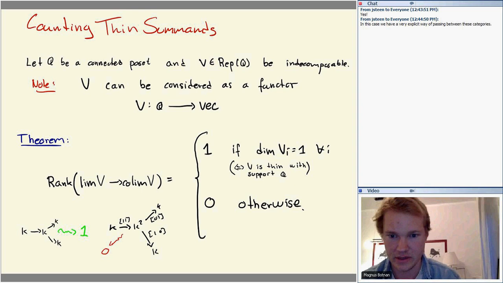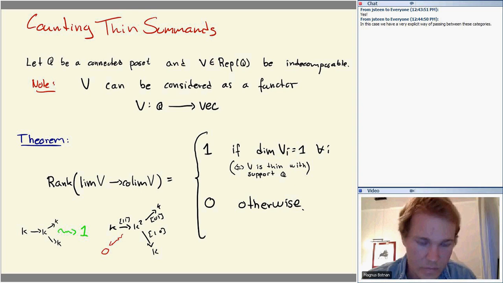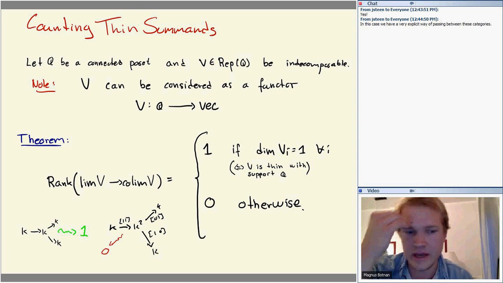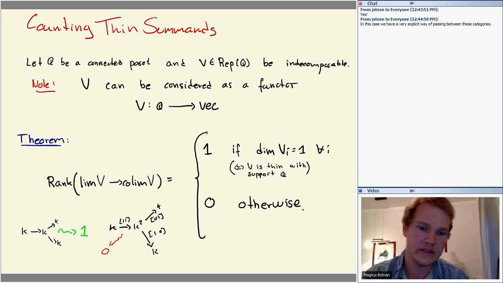Otherwise, the rank of this linear map will be 0. So this is a characterization of thin indecomposables in Q. At the bottom left, there are representations of D: K, K, K, and it's not hard to see that they're connected by identity morphisms, so the limit will be K, the colimit will be K, and they're connected by the identity morphism, so the rank will be 1. If I consider a diagram which is indecomposable and supported everywhere but is not thin, then the limit will be K, but the colimit will be 0.